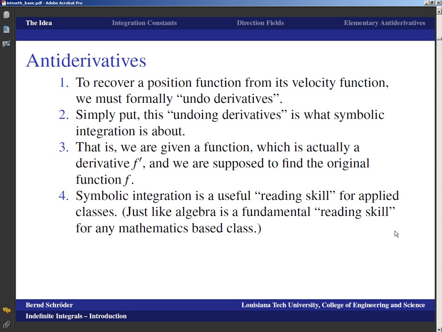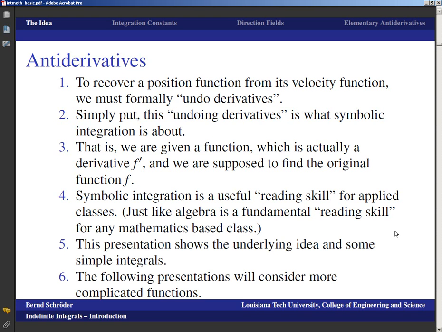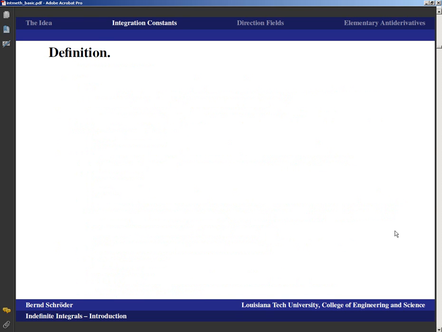The stronger your algebra is, and I hope it's certainly gotten reinforced nicely through what we've done with differentiation, the less you have to worry about it and the easier the rest of the class becomes. The presentation here shows the underlying idea in some simple integrals, and further presentations will then consider more complicated functions where we're pretty much going to verify what a teaching assistant once told me, and that is differentiation is technique, integration actually is art. So let's see, what do we have?